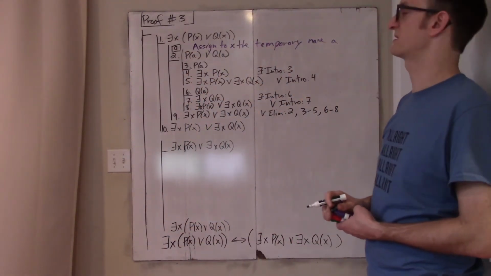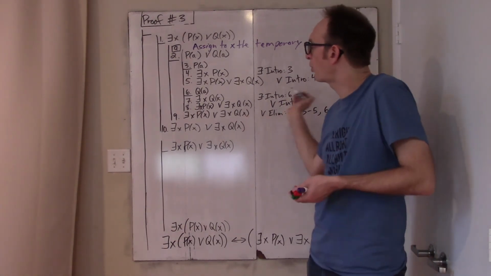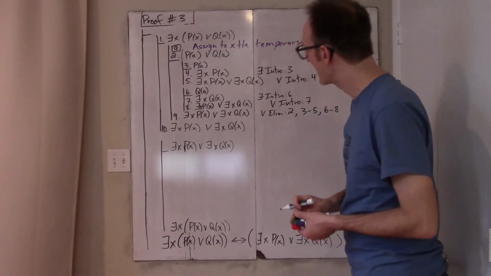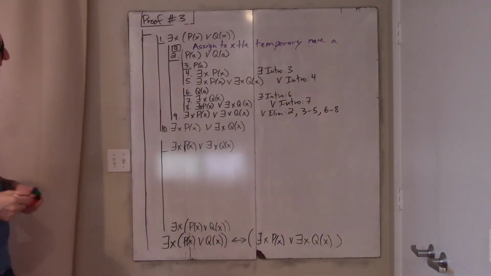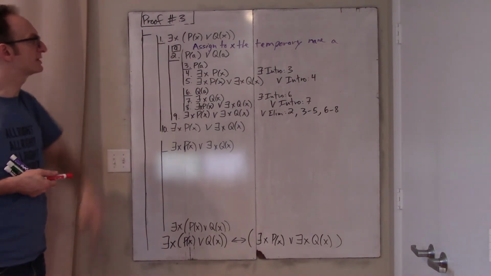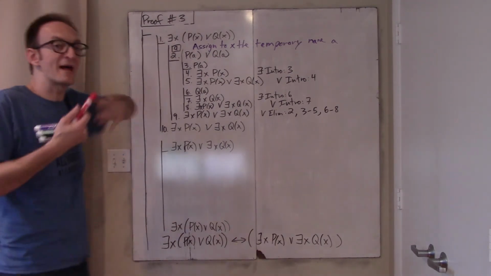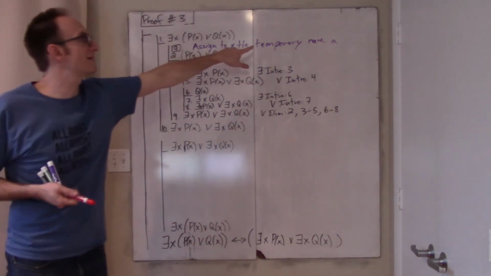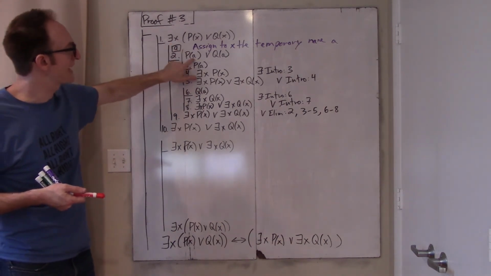And where is this line 10 coming from? In some ways it seems like I'm just taking this line 9 and just pulling it out. And that is what I am doing. Because what's really going on here is that in line 1, I knew something. I knew that there existed some kind of person. In order to pursue the consequences of that fact, I was forced to give that person a temporary name. And in line 2, I temporarily named that person A.